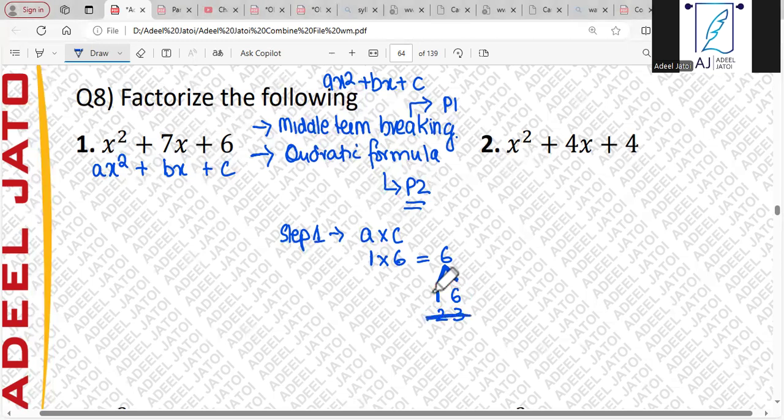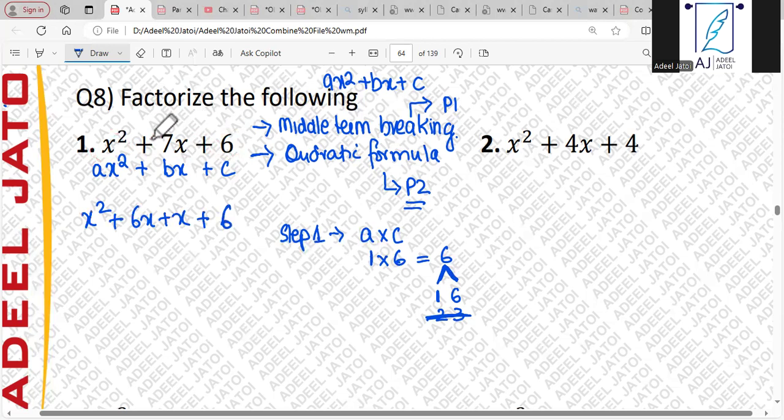So we need to break the middle term. The first and last terms will remain the same, only the middle value will be broken into two different values. So this will be x square, the first value is the same. Breaking 7x, we can break it into 6x and x, so 6x plus x. And the last value will still remain the same.